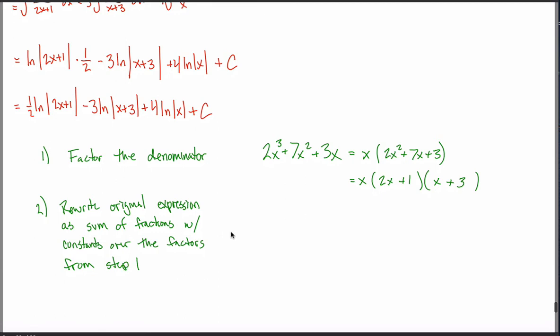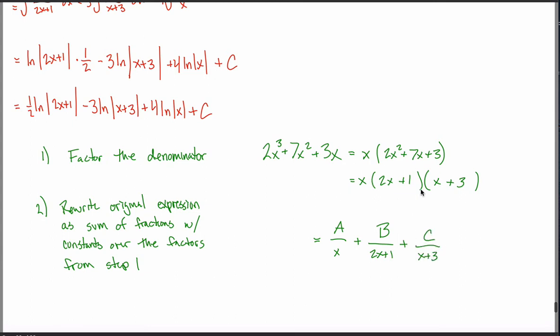That's a lot harder to write than it is to do. All I'm saying is when you factor this into three different linear terms, you're going to rewrite this as a over the first term, maybe x, and then b over the second term, 2x plus 1, and then c over the third term, x plus 3.